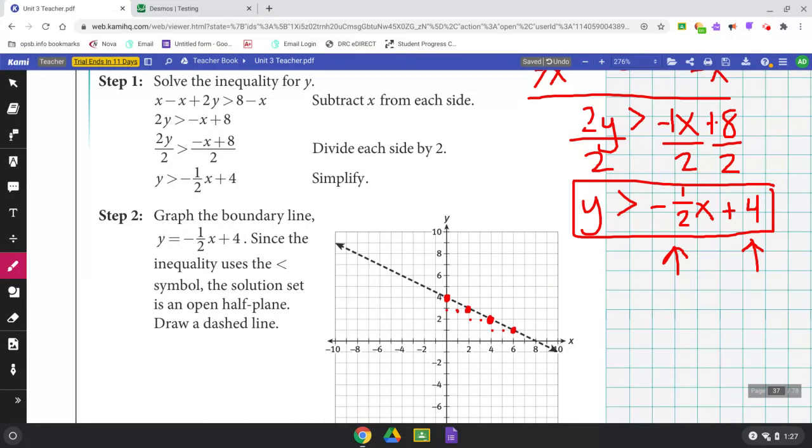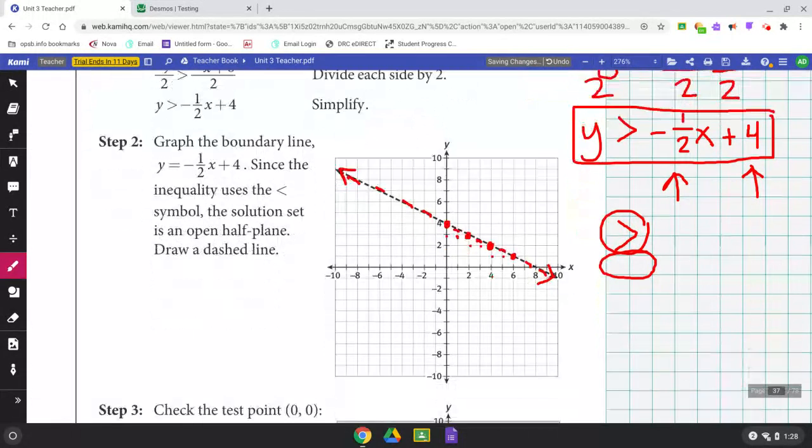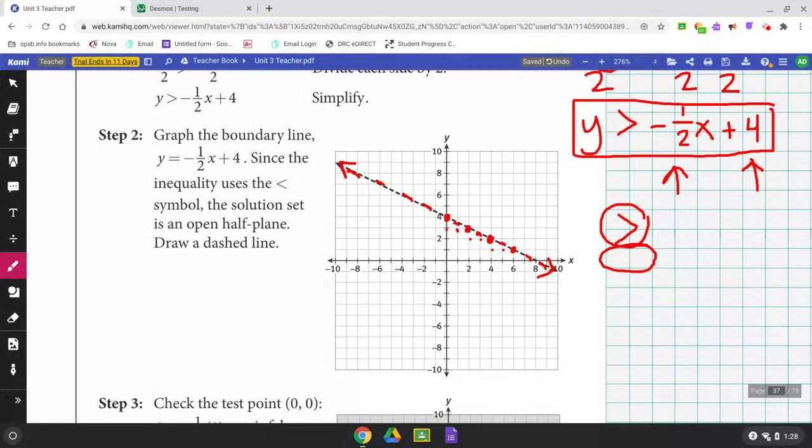And then I'm going to connect those points with a dotted or dashed line, because why? My inequality symbol is greater than. There's no solid line underneath. It's only greater than. So I'm going to connect those points with a dotted or dashed line. Make sure when you're connecting your points that you are clear with your line. Your boundary line has to be a clear dotted or dashed line because it does matter. They mean two different things, okay?